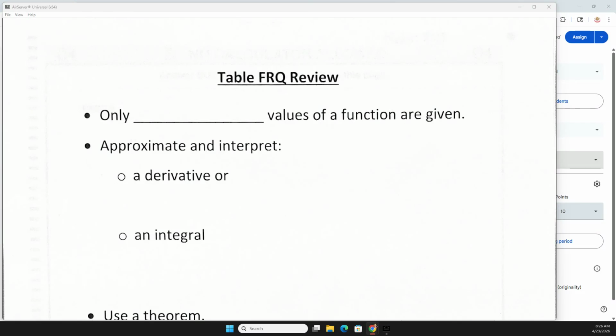Alright, so this video is going to be for doing the table FRQs. On these table FRQs, only selected values of the function are given. And you're going to be asked to either or both approximate or interpret the derivative and/or an integral. To approximate a derivative, you're going to use the average rate of change.